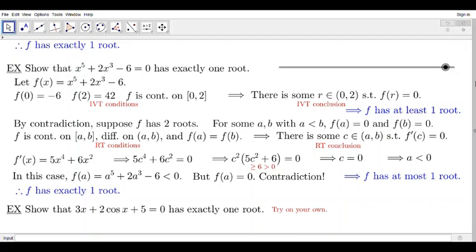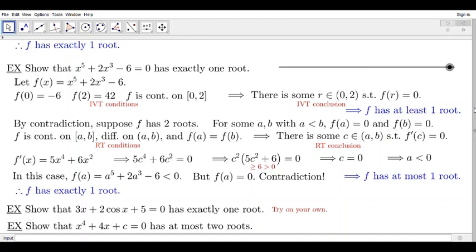Then one more example. Show that x to the 4th plus 4x plus c has at most 2 roots. I'm not asking you to show that it has exactly 2 roots. You have to show it has at most 2 roots. Now the conclusion of the IVT is towards showing a function has at least a certain number of roots. But here we're only supposed to show that f has at most a certain number of roots. So it's the second part that you have to be able to do for this function. So it's Rolle's theorem that you have to use.